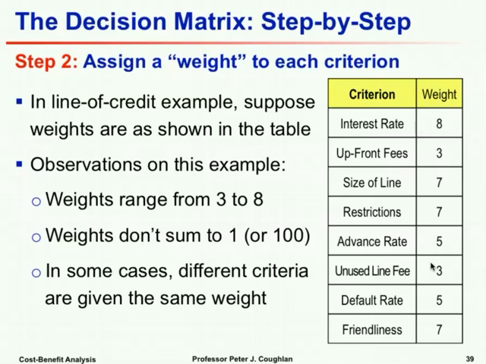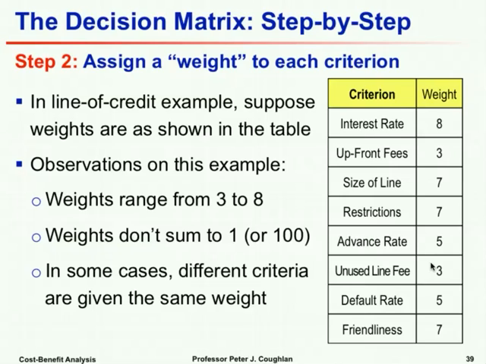So here, going back to our line of credit example, suppose the weights are shown as in the table here, right? So interest rate has a weight of 8, upfront fees 3, size of the line of credit 7, restriction 7, advance rate 5, unused line fee 3, default rate 5, and friendliness 7. Things to note: first of all, the weights range from 3 to 8.